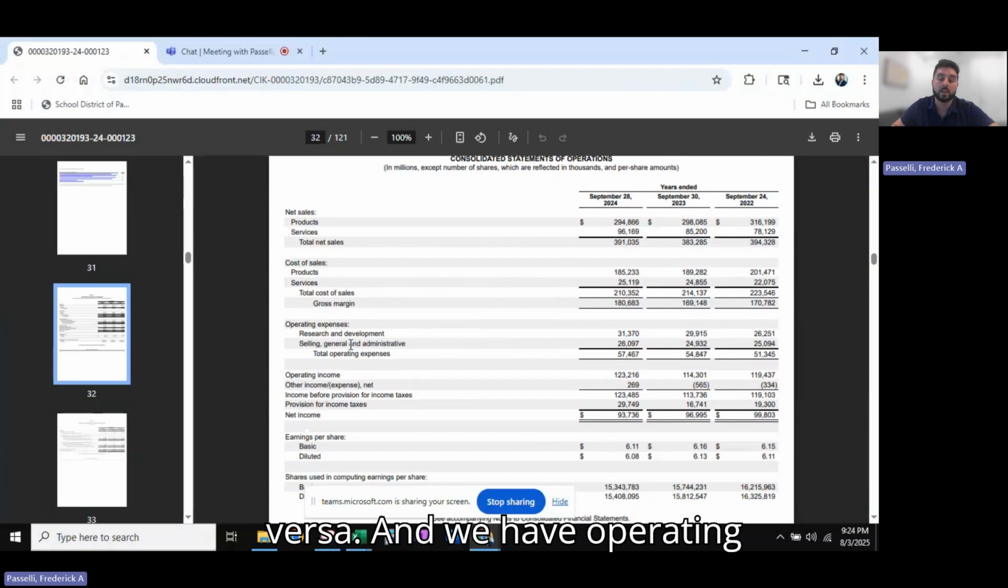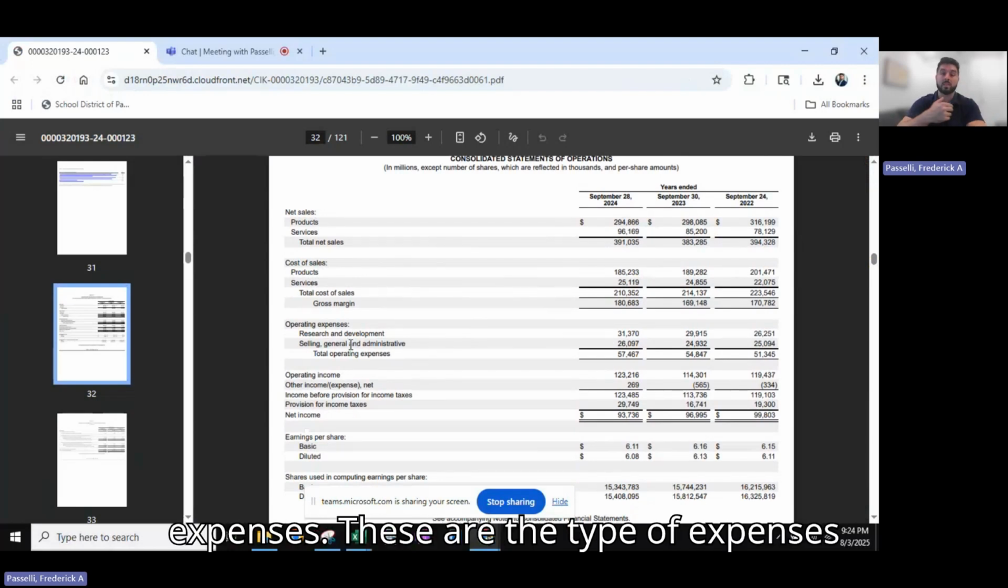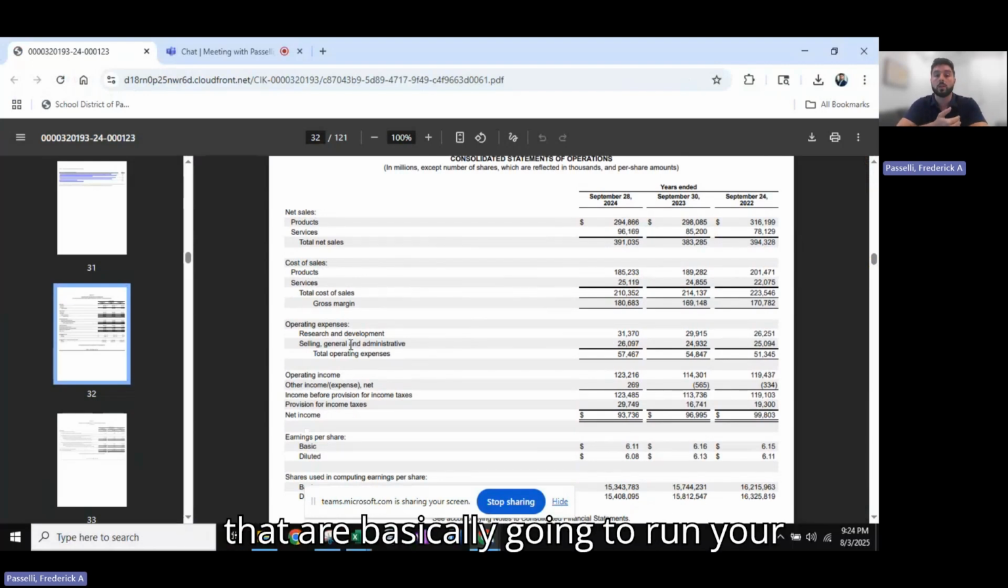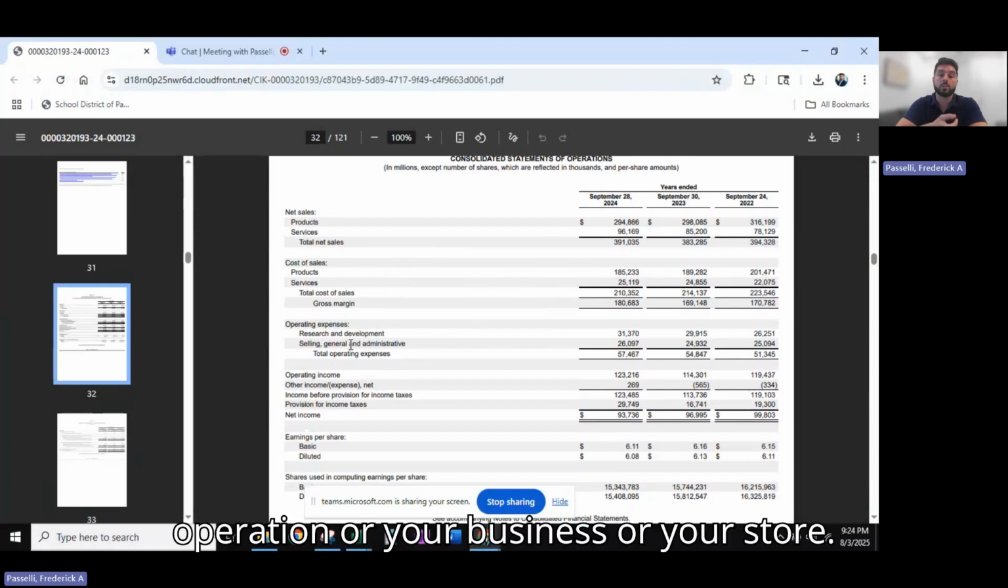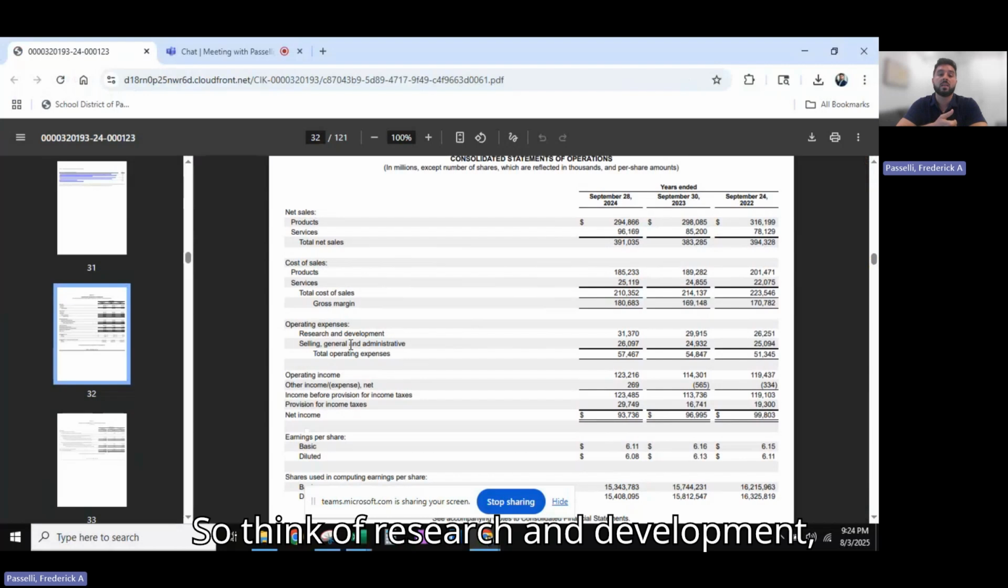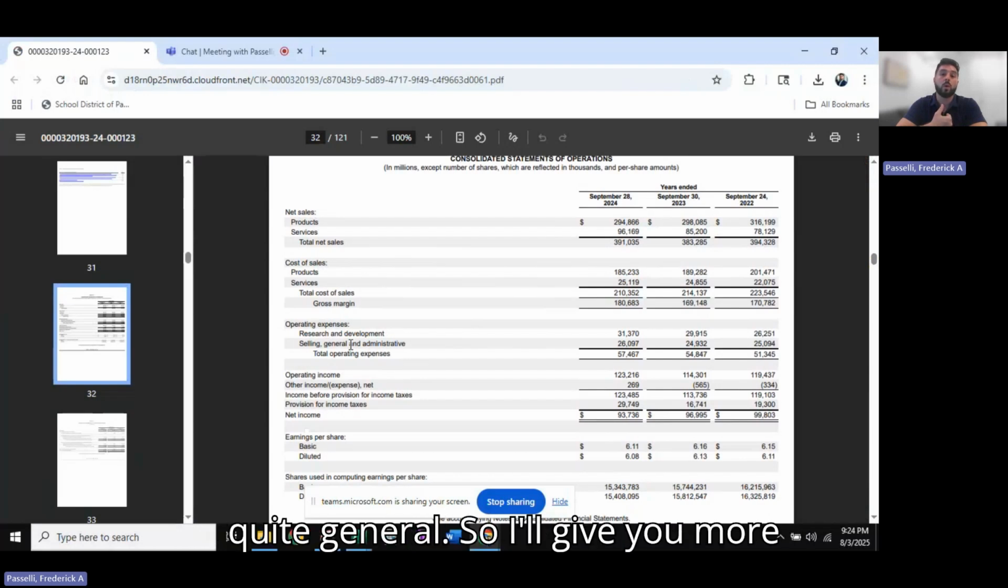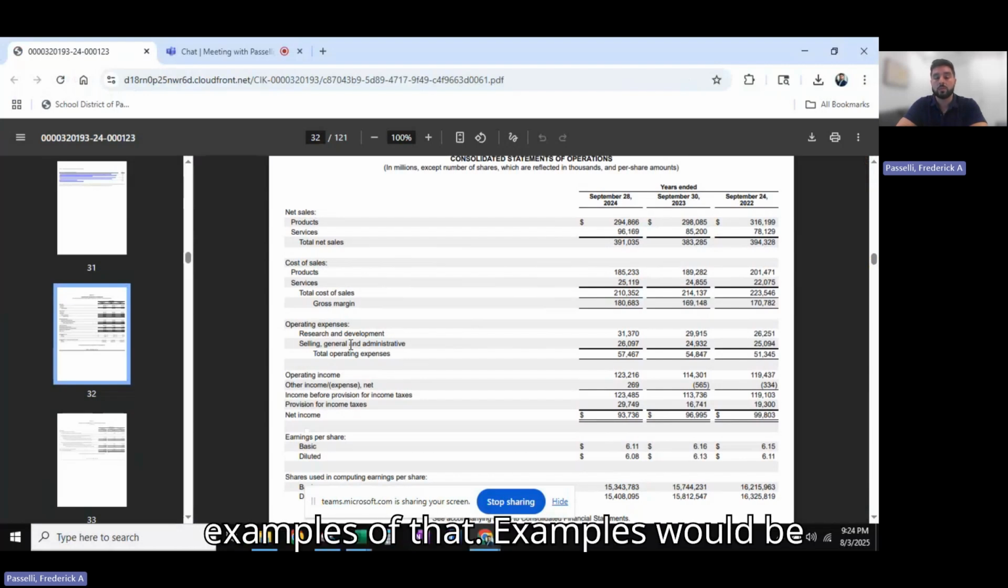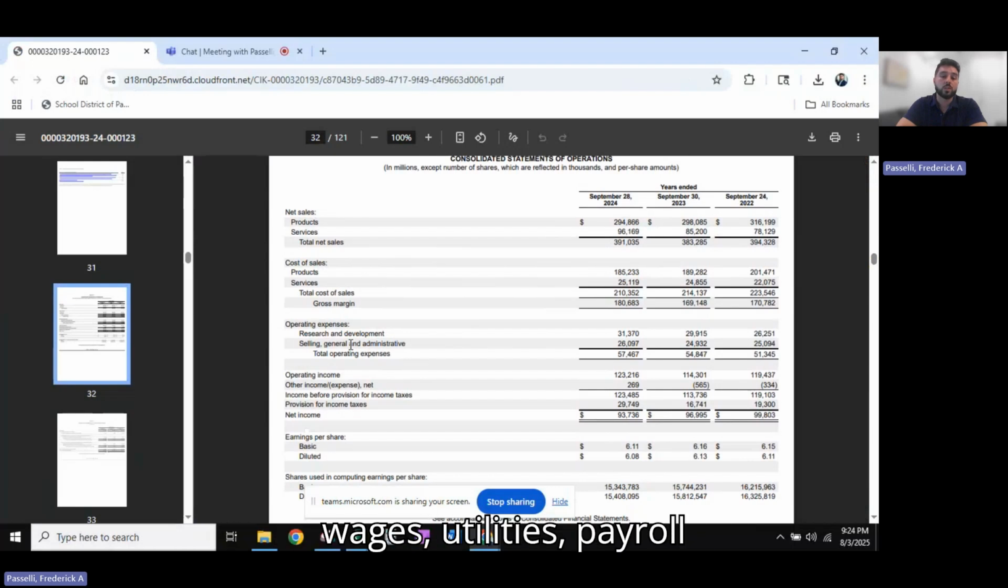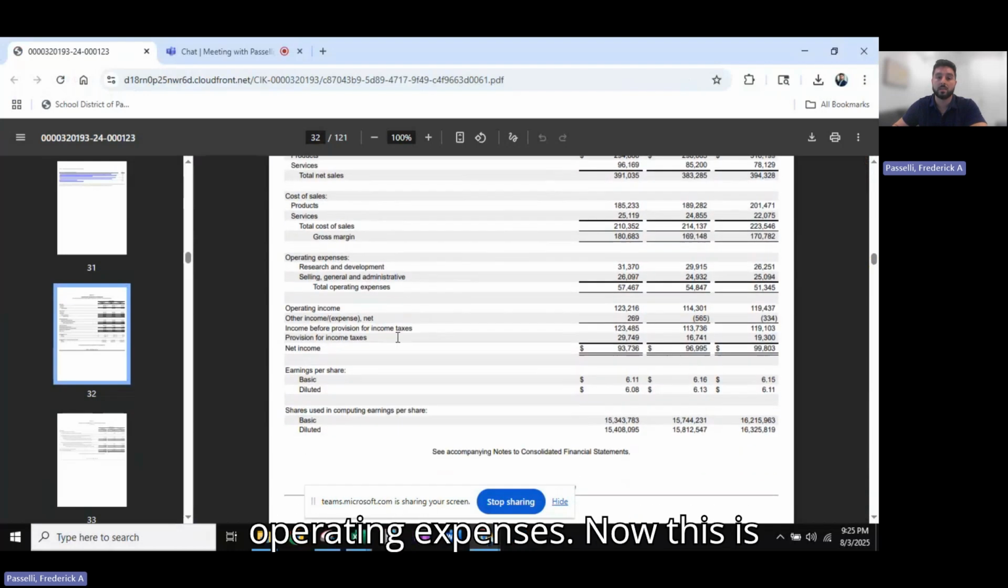Then we have operating expenses. These are the types of expenses that are basically going to run your operation or your business or your store. So think of research and development. Selling, general, and administrative is quite general, so I'll give you more examples of that. Examples would be wages, utilities, payroll expenses, benefit expenses, rent expense, anything used in the everyday operation of your business. Think of these right here as the operating expenses.